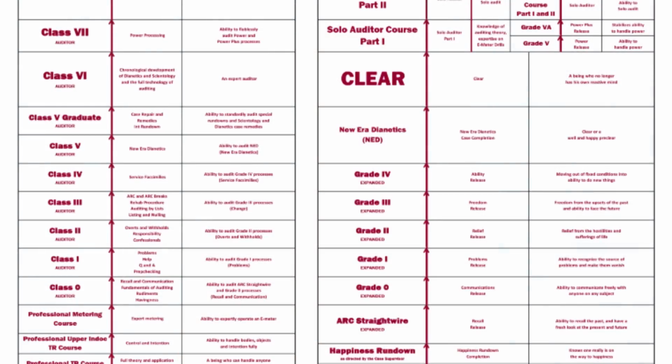Now, going back to the chart, we see that level 0 is parallel to grade 0. Level 1 is parallel to Grade 1, etc. This is because the auditor level required to deliver each grade is the same number. So a person trained on the Level 0 auditor course can now deliver Grade 0. A Level 1 auditor can deliver Grade 1, and so on.